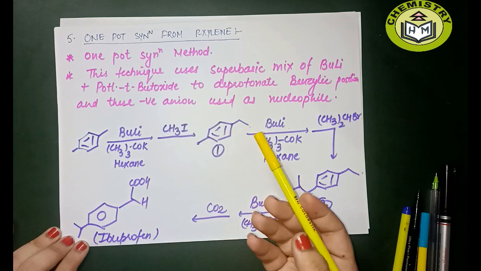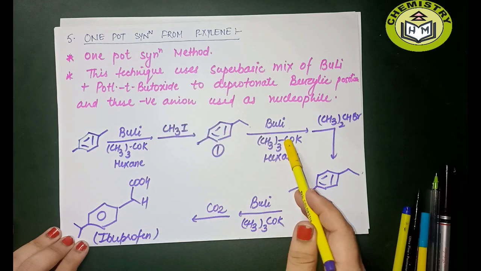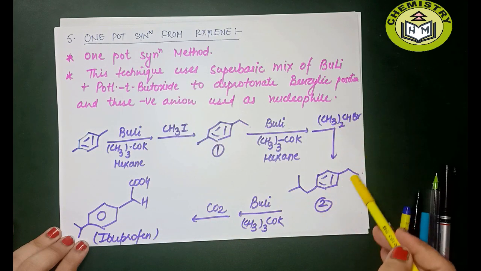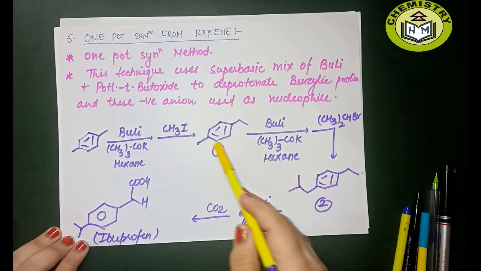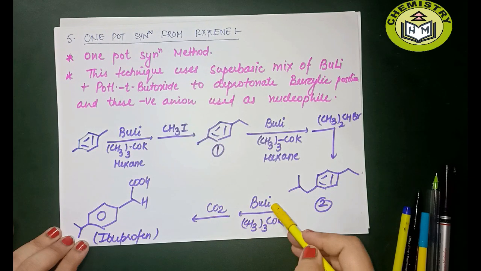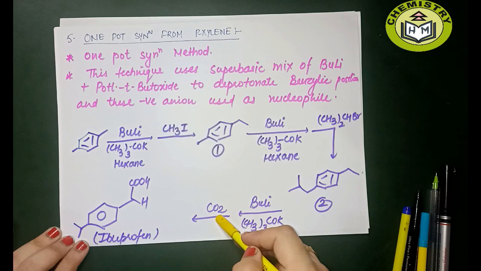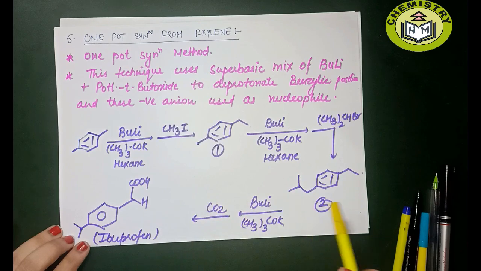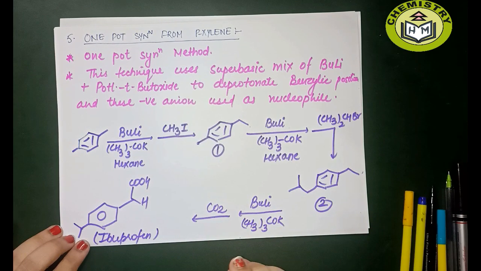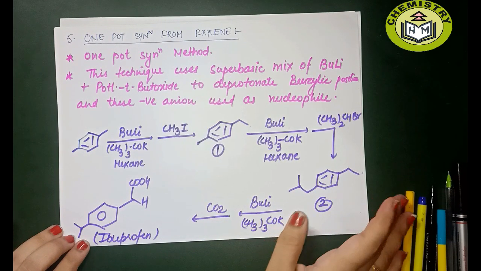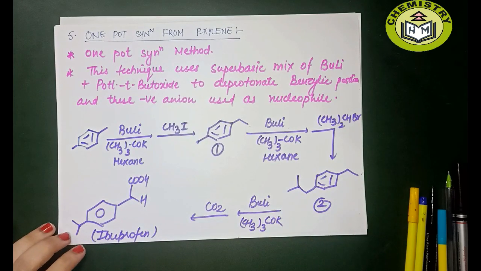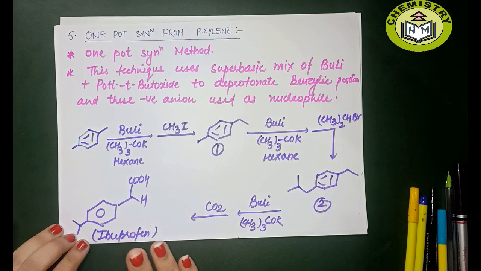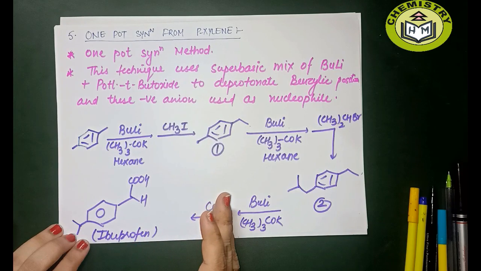Again, this is already in the same container as it is one pot synthesis, then reaction with this contains 2 methyl groups at this position. Now again reaction with butyl lithium and this, and CO2, we are getting ibuprofen as end product, okay. Now I want to tell you one very important point regarding ibuprofen, that lots of methods are available in various journals for the synthesis of ibuprofen.